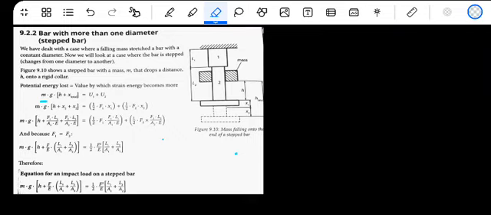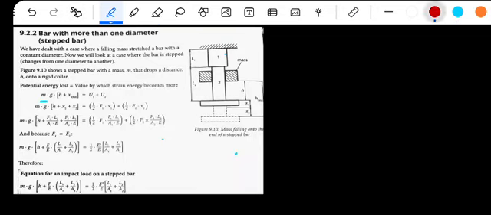We've given 9.2. These are bars with more than one diameter, stepped bars. This is a stepped bar. We're still under strain. We'll look under stepped bars, which means that we have two sections. We have section one and section two.